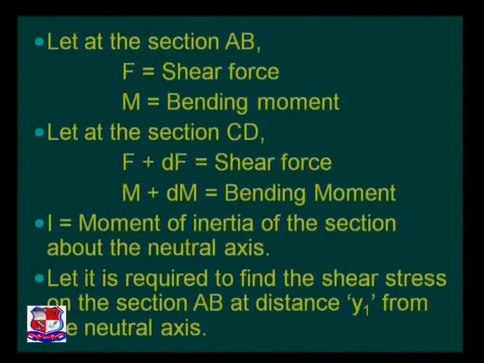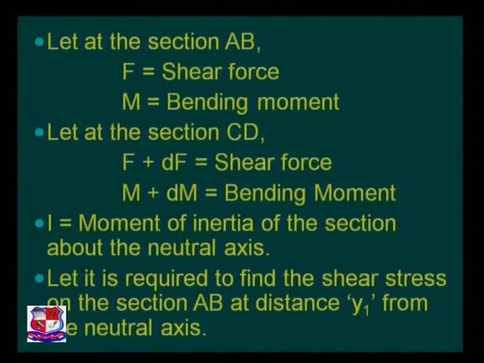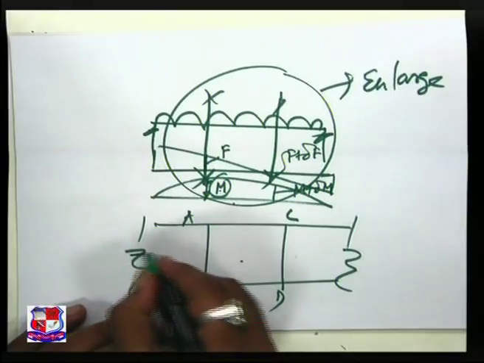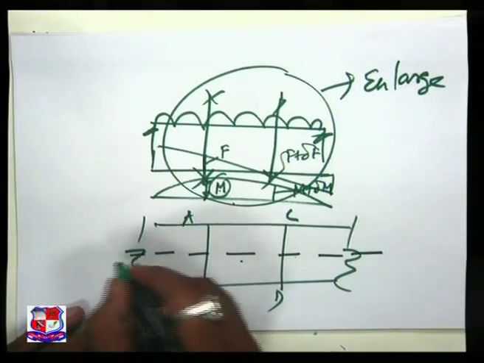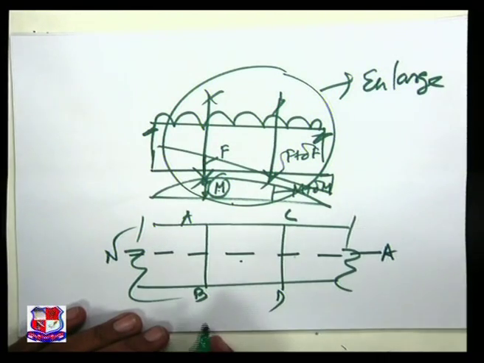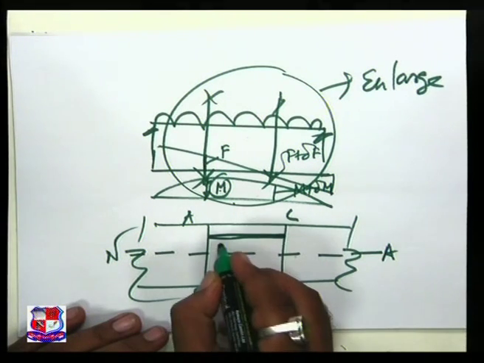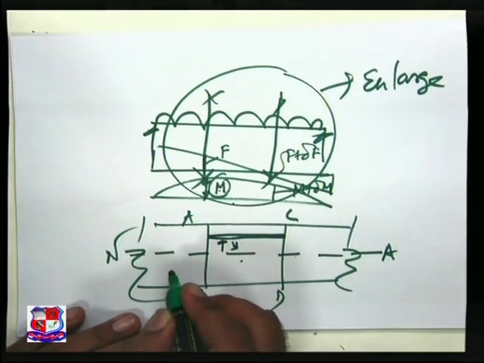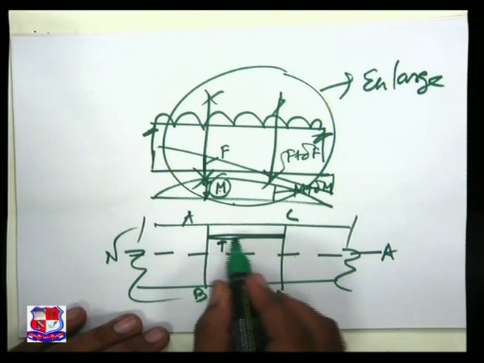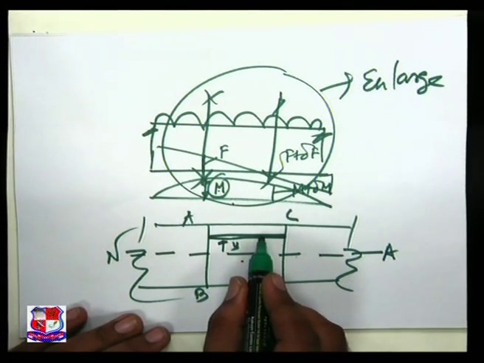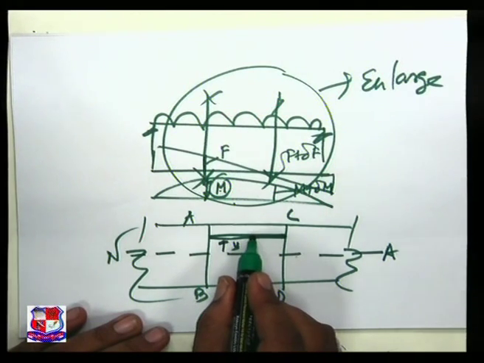I will repeat the statement once again. Our intention in this particular equation is to find out what is the value of shear stress at distance y from the neutral axis. Let's see the figure on this tabletop. This is my neutral axis. This is one section I am interested to take, this section which is available at depth y. My intention is to find out the variation of shear stress on this layer.